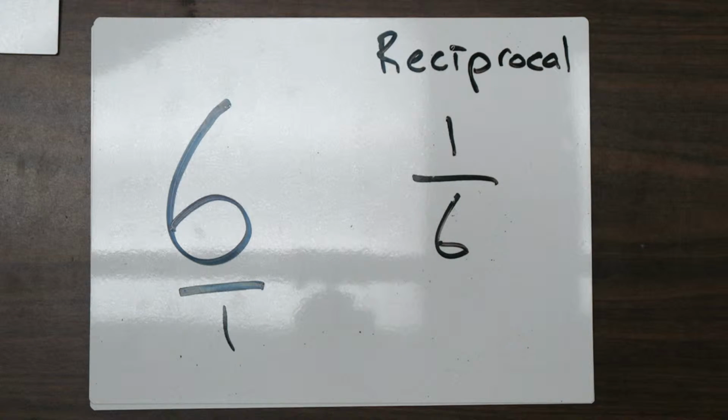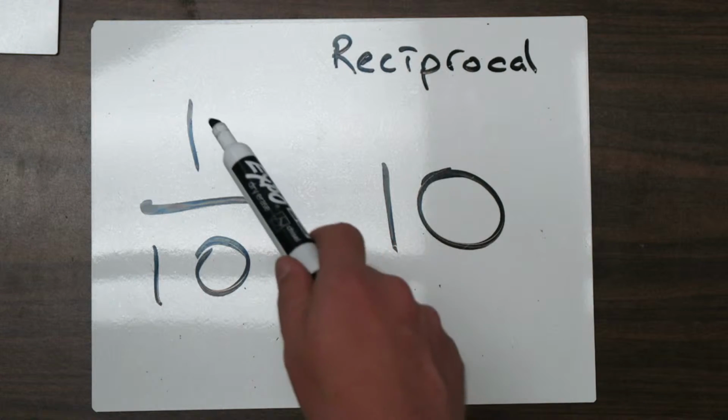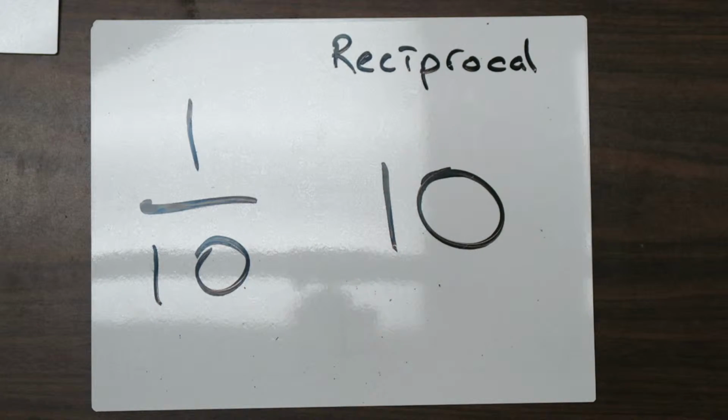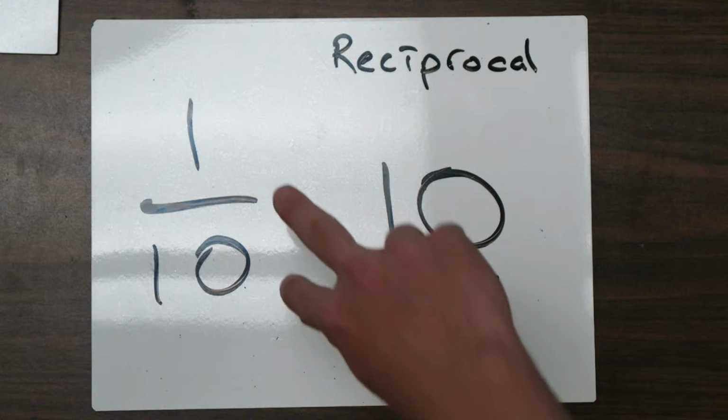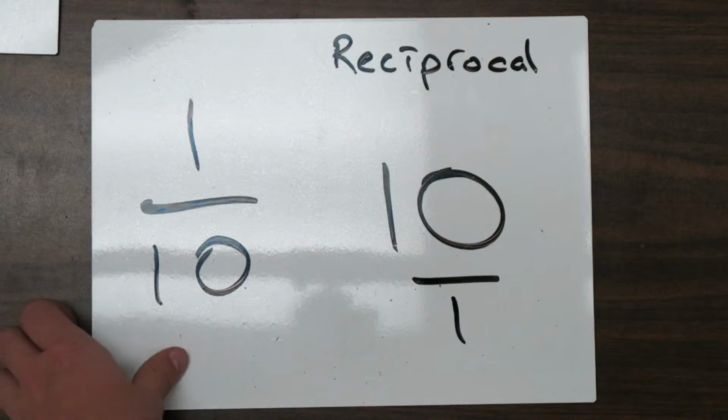And we can do the opposite of that as well, where if I have the fraction 1/10, the reciprocal is going to be 10, because again, 10 is a whole number and I could write that over 1. And then you can see 1/10 flipped over is 10/1, so that's the reciprocal.